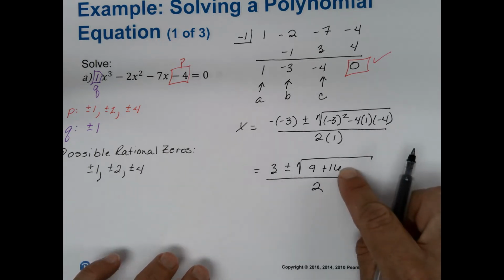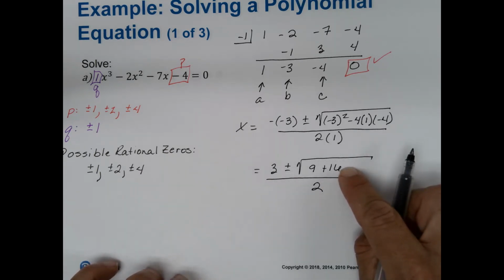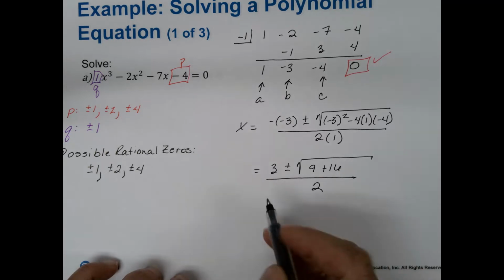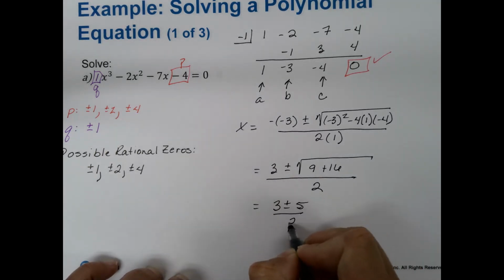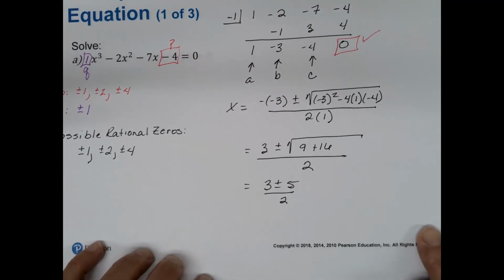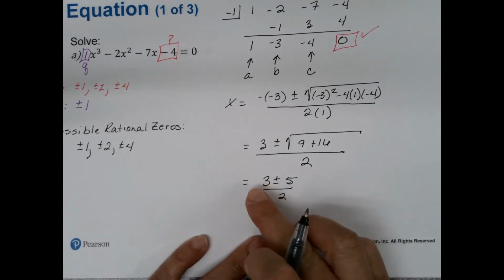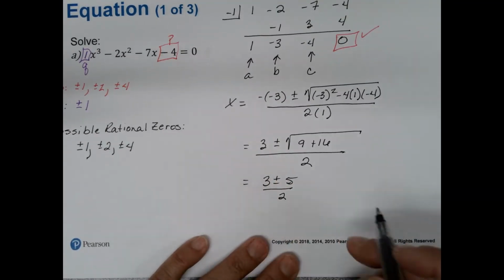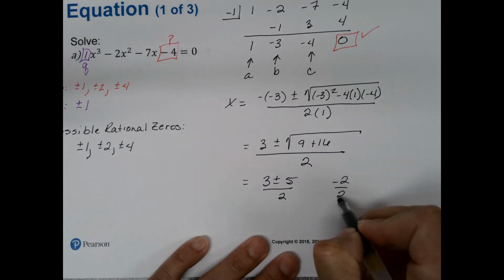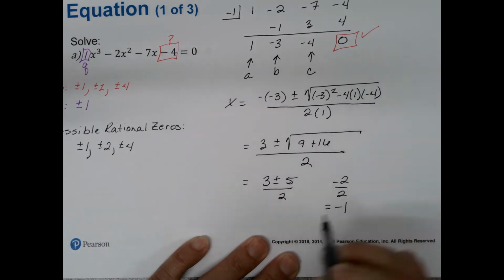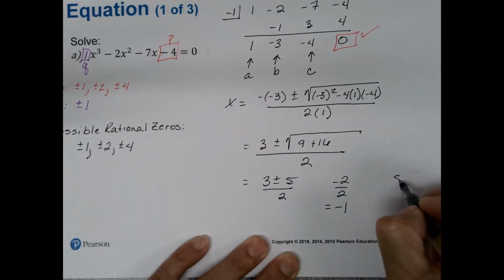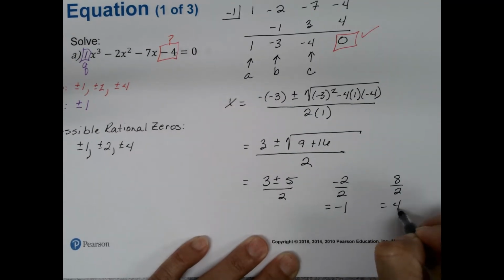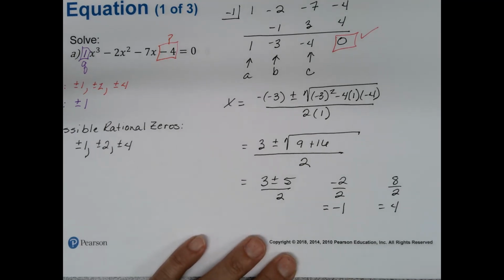Nine plus 16 is 25. What's the square root of 25? It's 5. Good. So we get 3 plus or minus 5 all over 2. If I do minus first, 3 minus 5 gives me a negative 2 over 2. So that's a negative 1. 3 plus 5 gives me 8 over 2, and that gives me a 4.